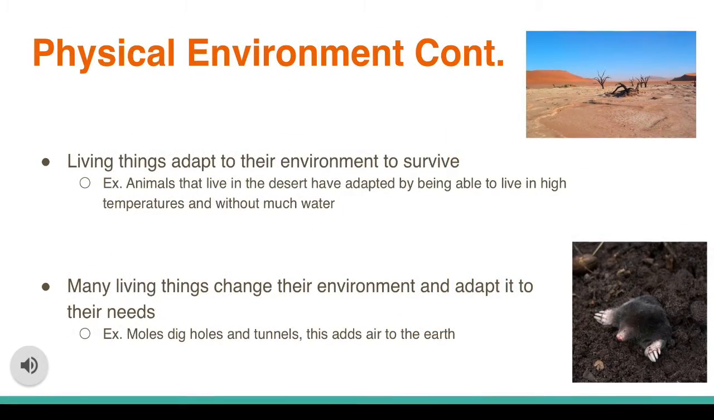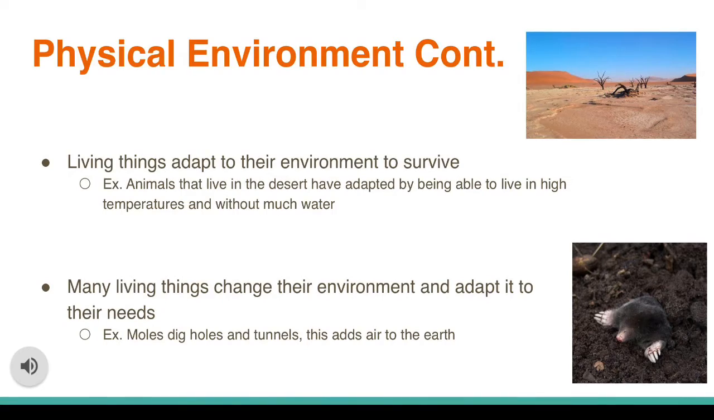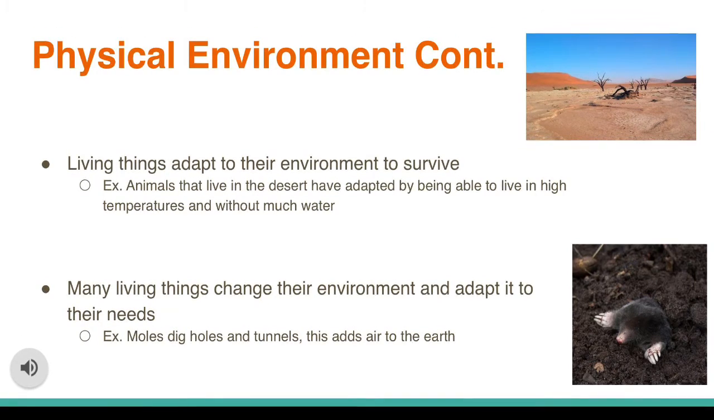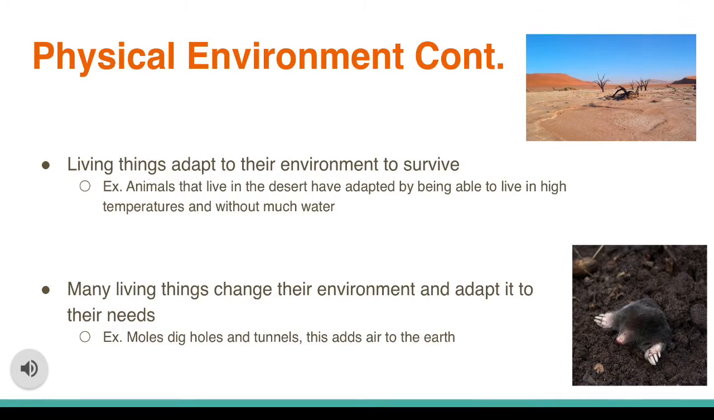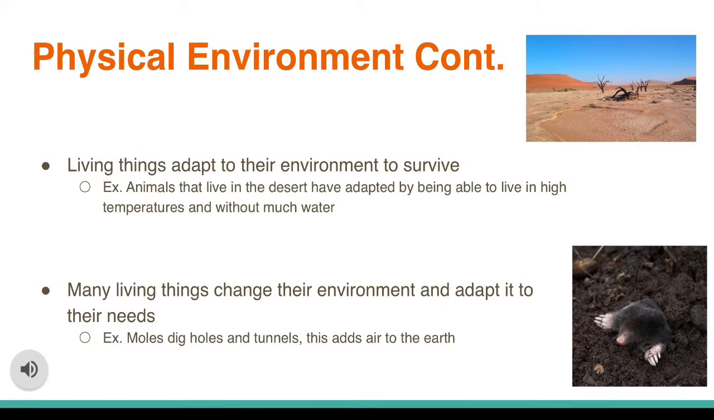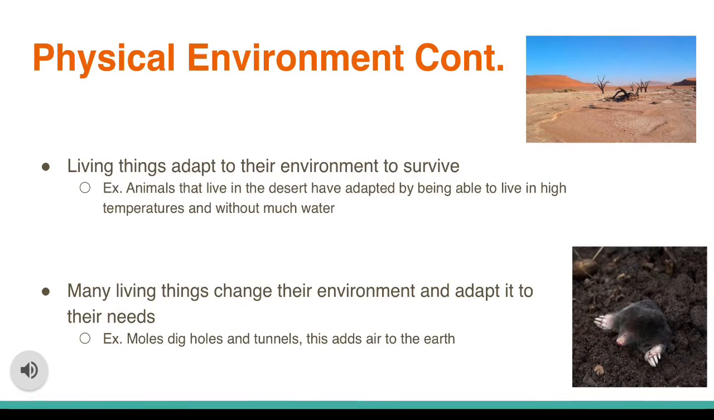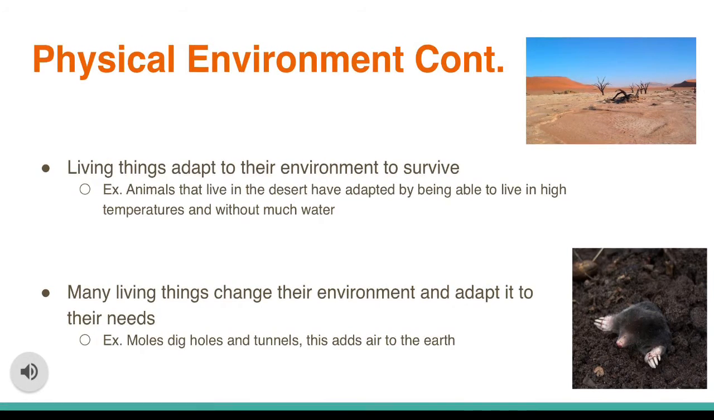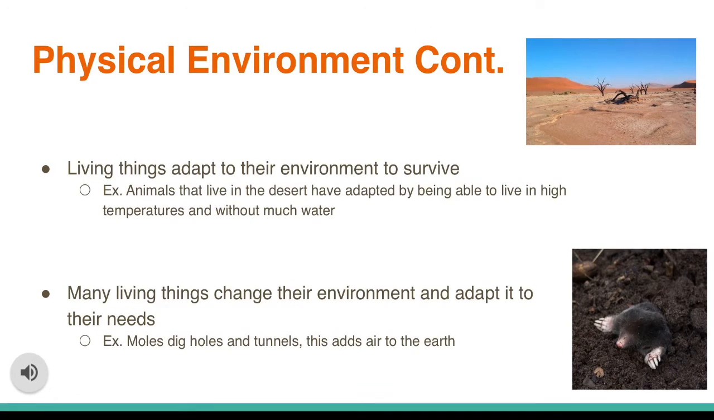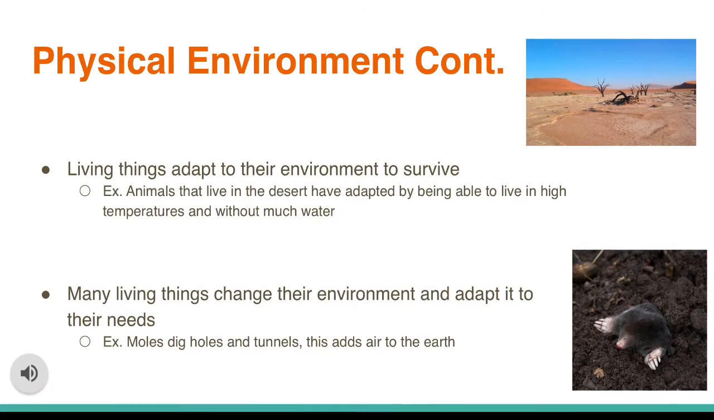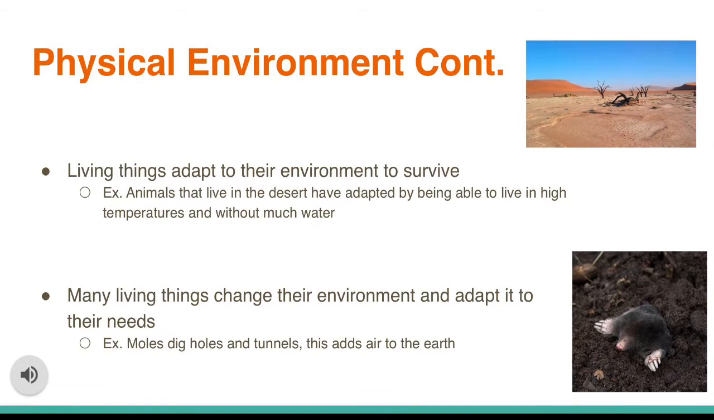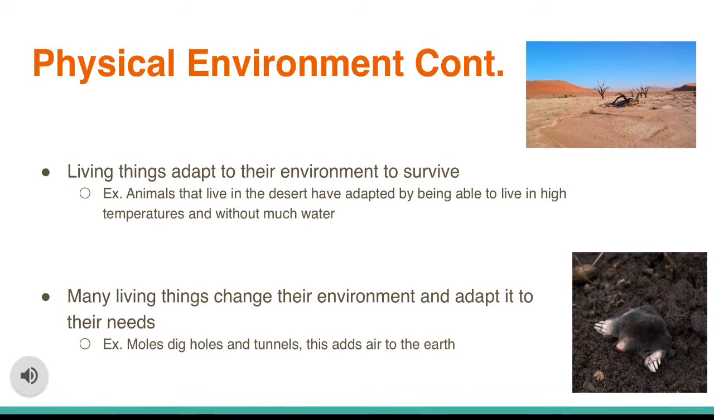Physical environment continued. Living things adapt to their environment to survive. Example: animals that live in the desert have adapted by being able to live in high temperatures and without much water. Many living things change their environment and adapt it to their needs. Example: moles dig holes and tunnels. This adds air to the earth.